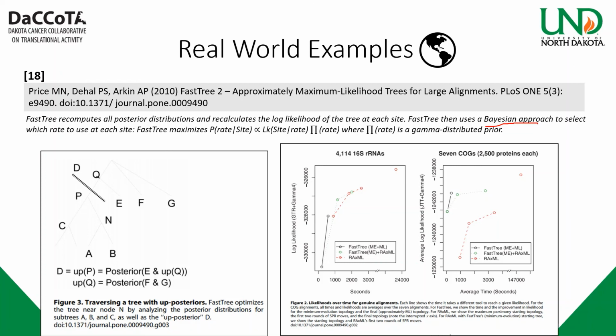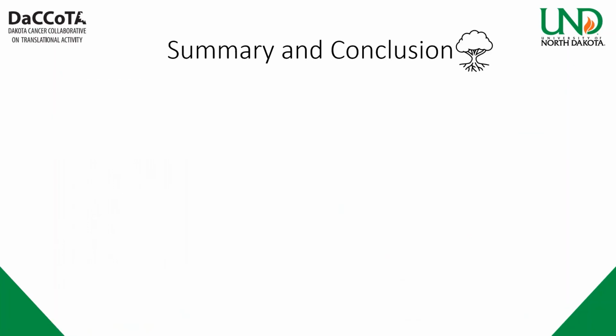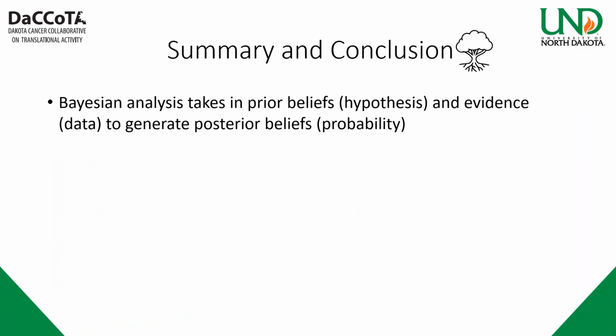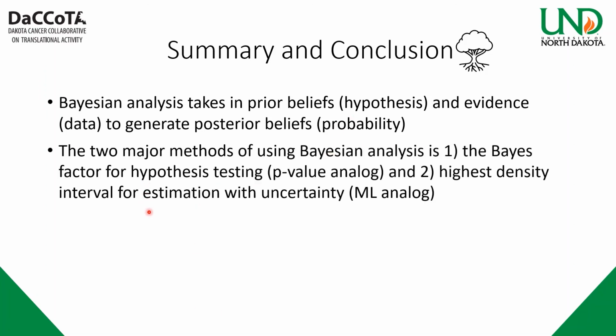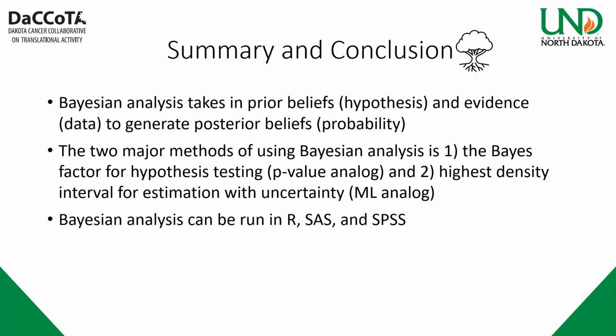Okay, so, summary and conclusion. Again, we'll hammer this point on what Bayesian analysis is: it takes in prior beliefs and evidence to generate posterior beliefs by probability. The two major methods of using Bayesian analysis, which we've seen, are the Bayes factor for hypothesis testing, the analog to p-values, and the high density interval for estimation with uncertainty, the analog to maximum likelihood. We saw both of those in action today. And more importantly, it can be run on a variety of software, including R, SAS, and SPSS, because we just did those.